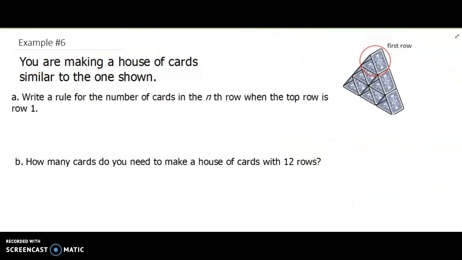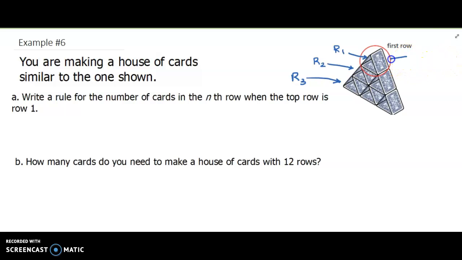All right, let's look at our last example here. Let's look at example 6, okay? So we're building this tower with cards, okay? It says you're making a house of cards similar to the one shown. So write a rule for the number of additional cards in the nth row when the top row is row 1. Okay, so this would be row 1, this would be row 2, and this would be row 3. And of course we could go on and on and on.